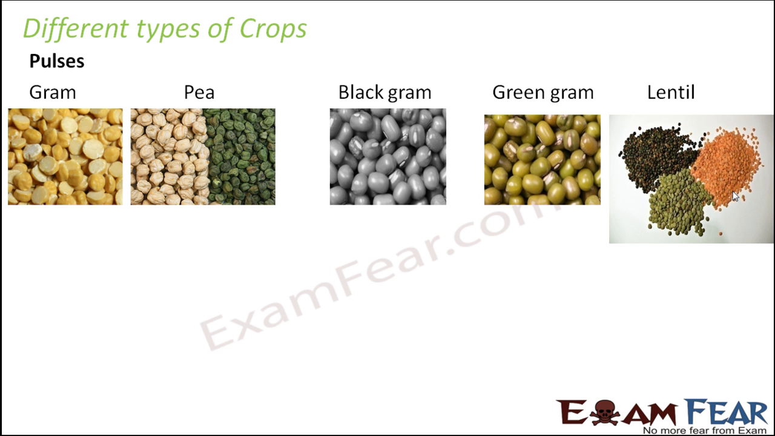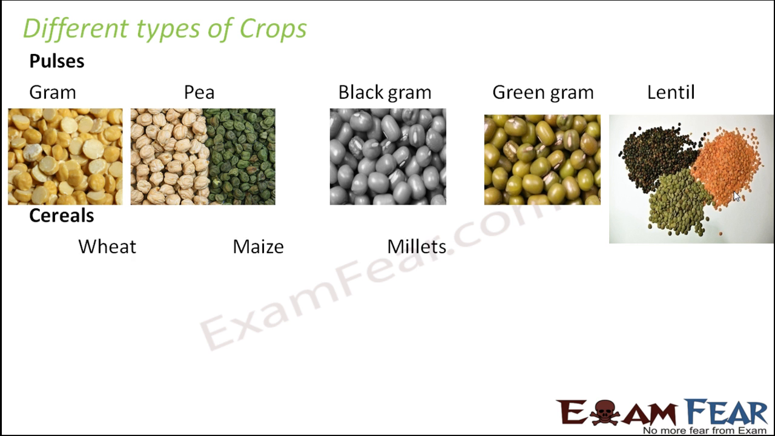Now do you know from where we get these pulses? Obviously from plants, but which part of the plant are these pulses? These pulses are nothing but the seeds. They are the seed grains. So that means indirectly I am trying to say that these pulses are capable of giving rise to a new plant. Yes, if suitable conditions are made available to them, they can definitely give rise to a new plant because they are nothing but the seeds.